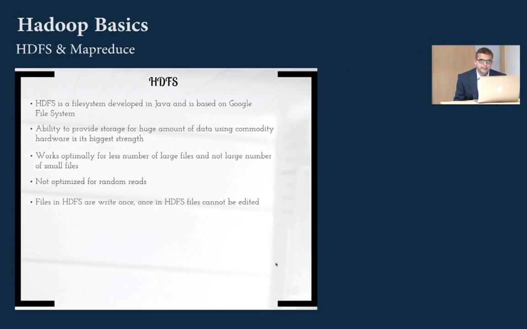HDFS is a file system that's developed in Java and it's based on Google's GFS. The biggest ability that HDFS has is it provides you storage on industry standard or commodity hardware and gives you replication. It works optimally with less number of large files. The larger the files, the less the lookup for the name node and the better performance name node would give us. Not optimized for random reads, and files in HDFS are write once, and once it's in HDFS you can't edit it. It's also called WORM, write once, read many.